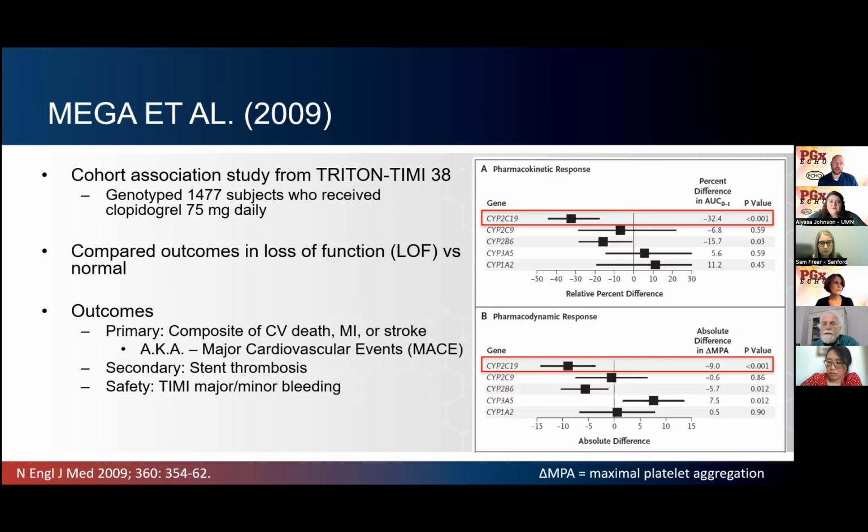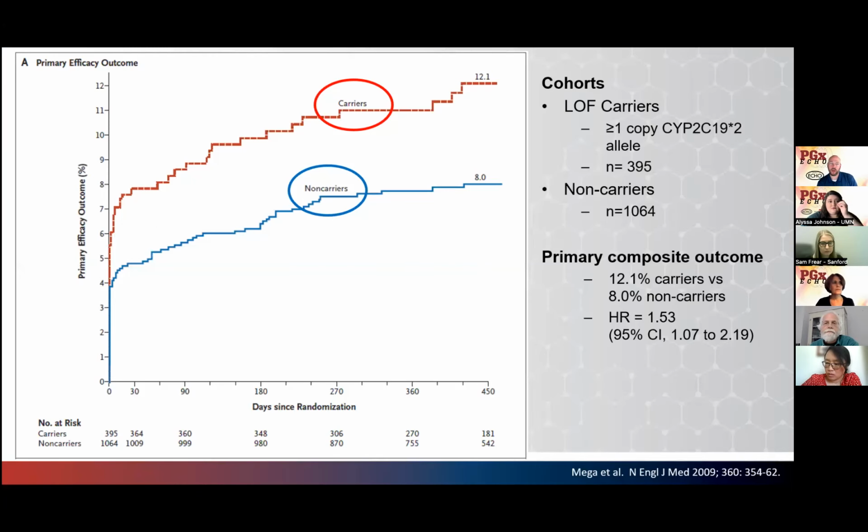In this study, they looked at outcomes. The primary outcome was what are known as MACE events, major cardiovascular events. In this trial, they looked at a composite of cardiovascular death, MI, and stroke. And one of the classic figures that's often shown is what's on the screen here.